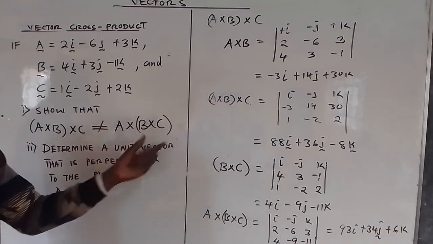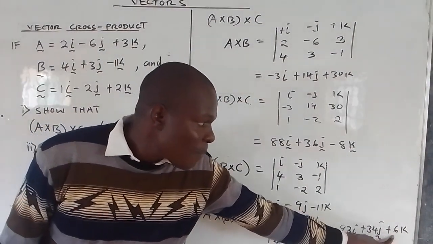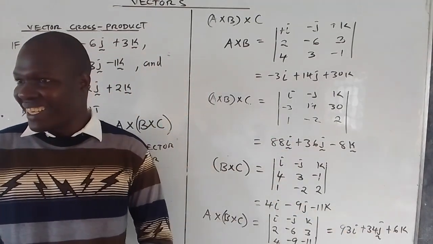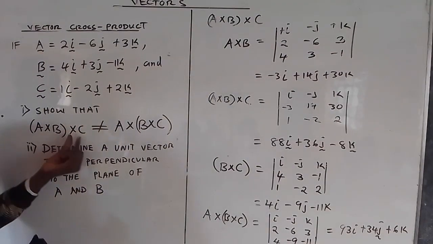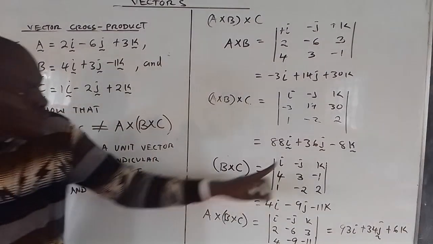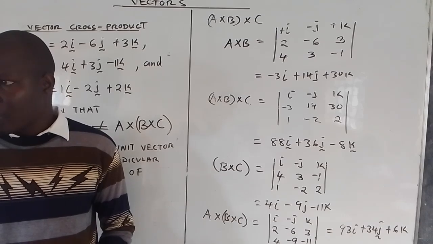Then A cross B cross C in bracket, you found is 93i plus 34j plus 6k. So you prove that this is not equal to this. So you've actually proved that A cross B in bracket cross C is not equal to A cross in bracket B cross C. They are not equal because you are getting different answers. Are we together?